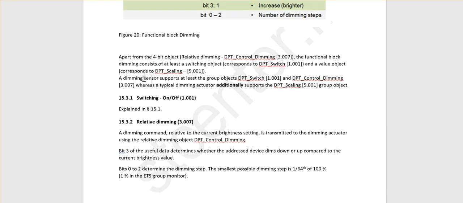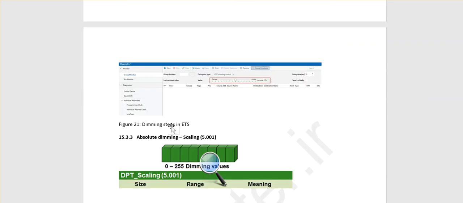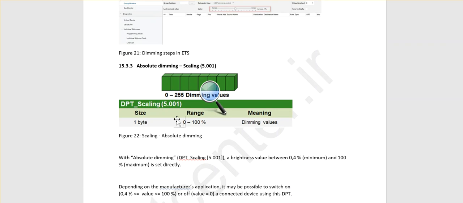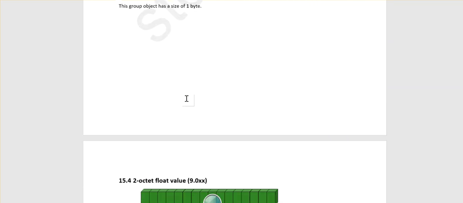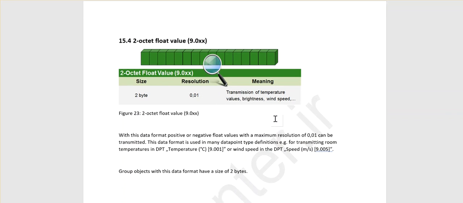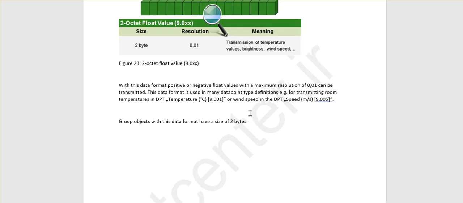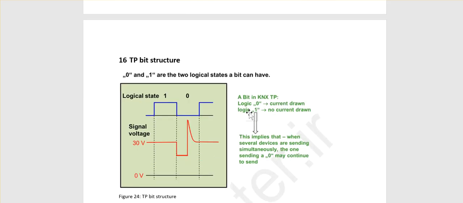And for dimming, that is, changing the light level of the device, at least we should have 2 or 3 data point types. One data point type 1.001 for switching, the 4 bits 3.007 for relative dimming, and maybe in some cases 5.001 for absolute dimming. I will tell you later, don't worry about it. Then the book said about the group objects, 2-byte group objects that provide for transmission of temperature, brightness, wind speed, and so on. Sometimes in the exam, in the basic course, they will ask you these questions. You can keep it in your mind.